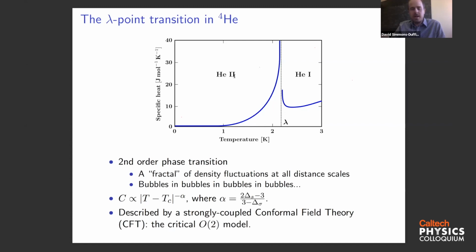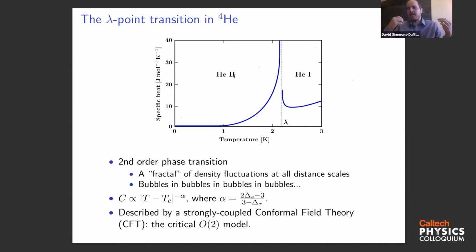This is a plot of the heat capacity as a function of temperature in liquid helium, and the spike occurs just above 2 degrees Kelvin. It's the so-called lambda point transition. This spike is characteristic of a special kind of phase transition called the second order phase transition. The physics of a second order phase transition is really spectacular. It involves a kind of fractal structure of density perturbations at all distance scales.